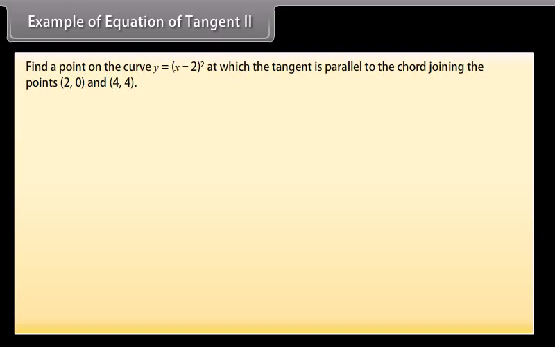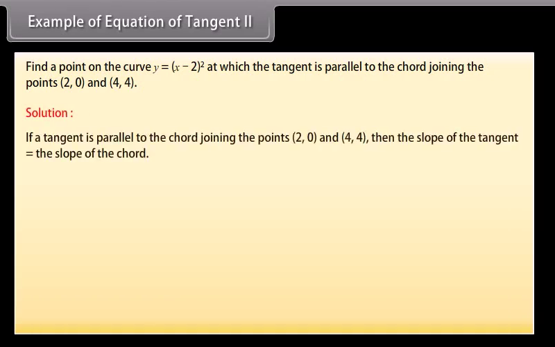Example of equation of tangent 2. Find a point on the curve y = (x minus 2)^2 at which the tangent is parallel to the chord joining the points (2, 0) and (4, 4). Solution. If a tangent is parallel to the chord joining the points (2, 0) and (4, 4), then the slope of the tangent is equal to the slope of the chord.